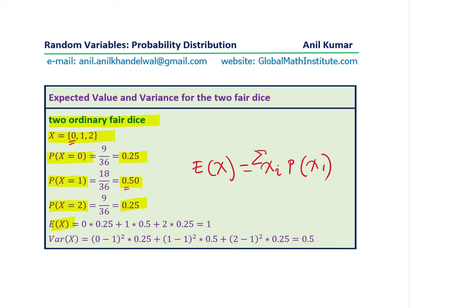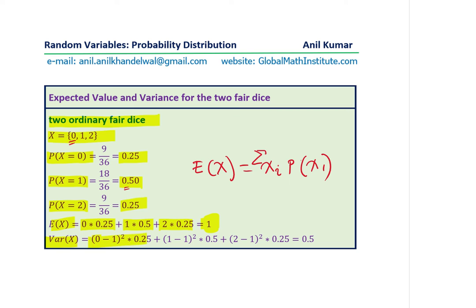So when you add this up, you get the expectation, and clearly it is 0 times 0.25 plus 1 times 0.5 plus 2 times 0.25. That gives you 1. Now to find the variance, we know that the expectation is 1. So the variance will be 0 minus 1 whole square times the probability distribution, correct?